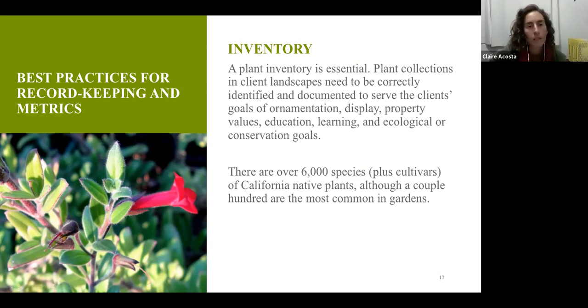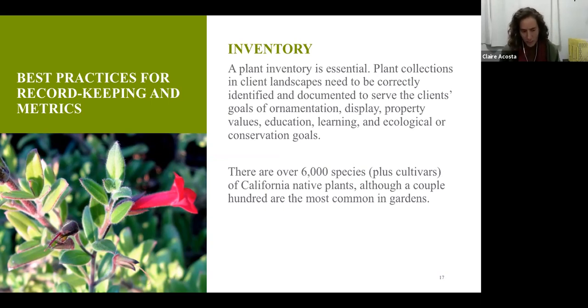So back to the PowerPoint. Just some best practices for record keeping and metrics, which is an inventory of your plants and your plant collection. Plant inventory is super helpful, especially if you're applying for the garden tour, which I know isn't happening. Well, the garden tour is happening, but the application isn't happening right now. But it's helpful to have all of that sorted out.